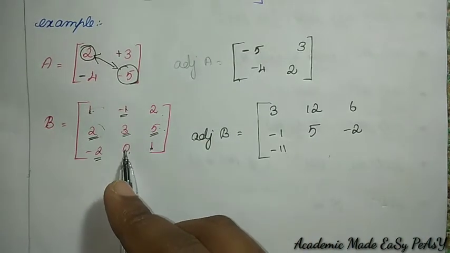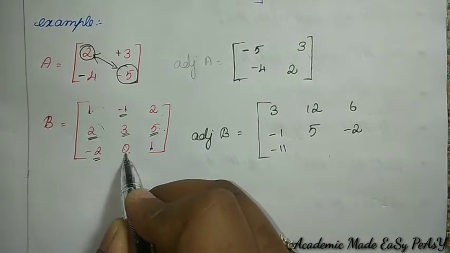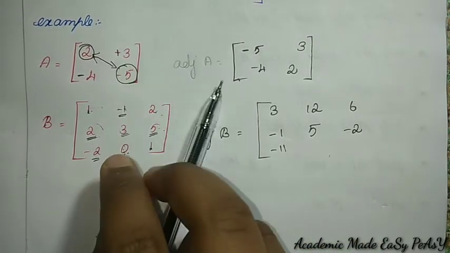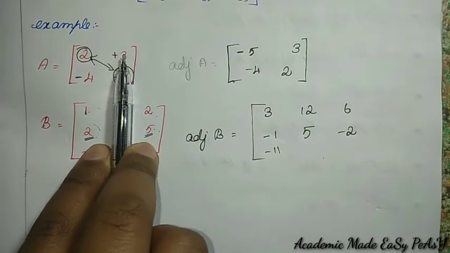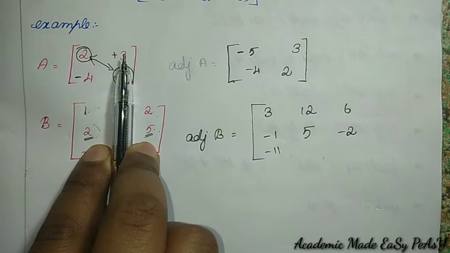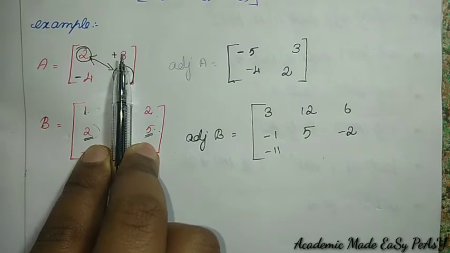Next, I will be moving on to this one. What will be this? 0. 0 here I will hide and these two elements I will hide. So what is remaining? 1, 5, 2, 2. So 1 5s are 5, minus 2 2s are 4, 1.